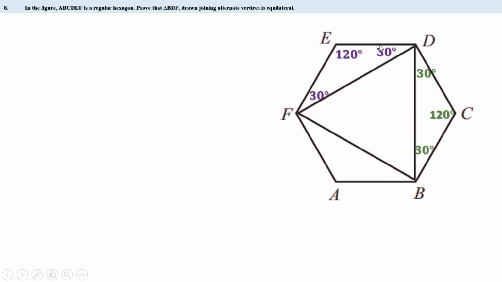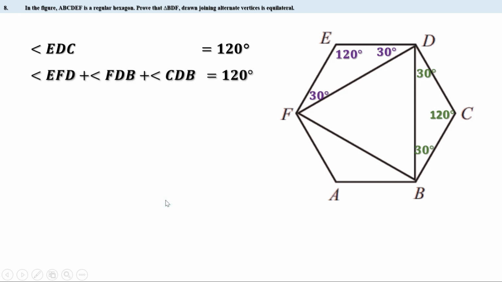Now look at angle EDC. It is an angle in the regular hexagon, therefore it is 120 degrees. But the angle is divided into three angles, angle EDF, angle FDB and angle CDB. Therefore, the sum of these three angles is 120 degrees. That is, angle EDF plus angle FDB plus angle CDB is 120 degrees.